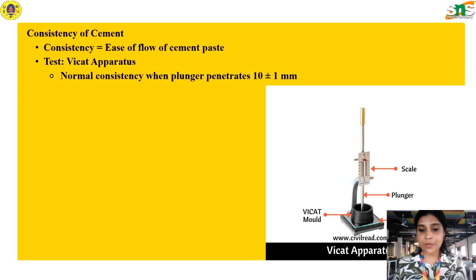To find the correct water requirement, we perform the Vicat apparatus test. In this test, a standard plunger, you can see in the diagram, is allowed to penetrate into the cement paste. If it penetrates 10 plus or minus 1 mm, then the paste is said to have normal consistency. For example, if the test shows the cement requires 30% water to achieve normal consistency, then this value will be used in further tests like setting time and strength.